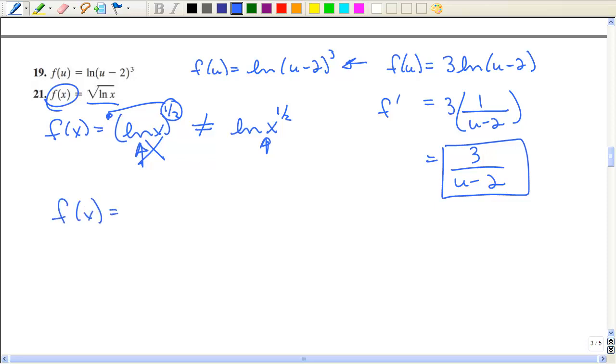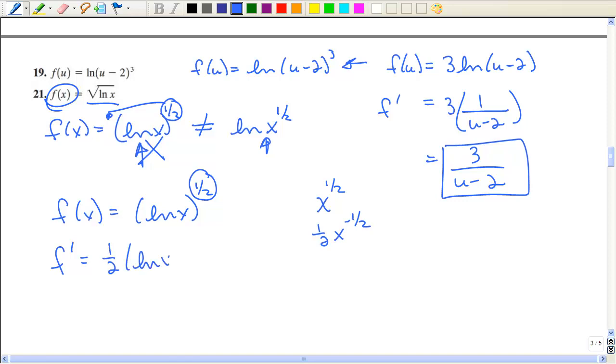We have f of x equals the natural log of x to the 1/2 power. Taking the derivative, we're really going to use the power rule, chain rule. The chain rule, the power rule, let's just review that. If I have x to the 1/2 power, that's 1/2 x to the negative 1/2. So this is going to be 1/2 times the natural log of x to the negative 1/2. So that's part of the power rule. But then we have to take the derivative of the inside part, which is 1 over x.